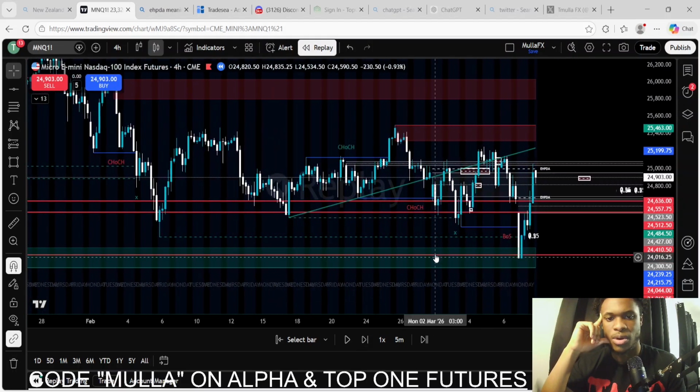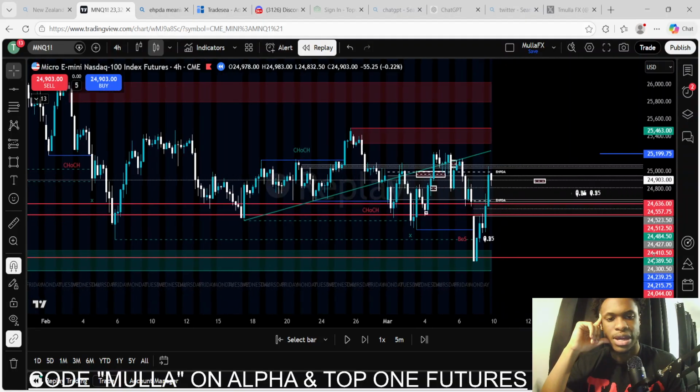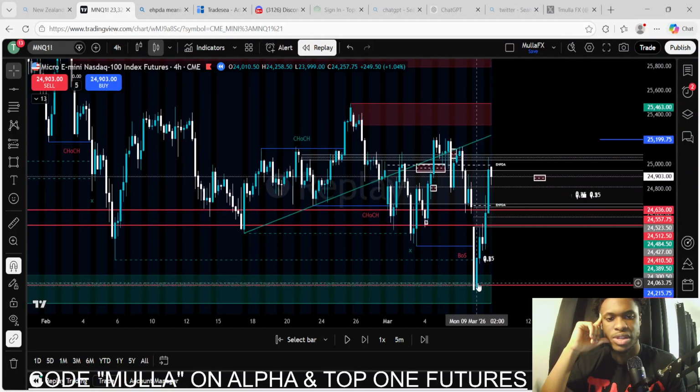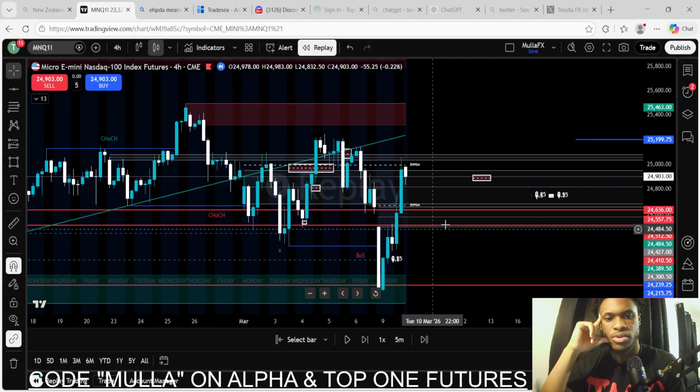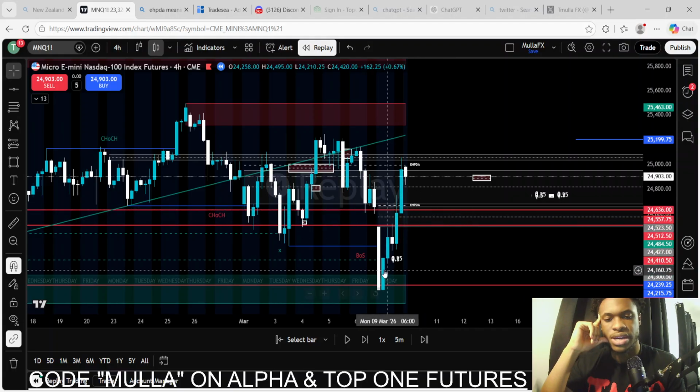So this is a 4 hour rejection block marked out right here. You see it tried to break through, it didn't, it respected it and started going back up, and actually broke through this EHPDA as well.